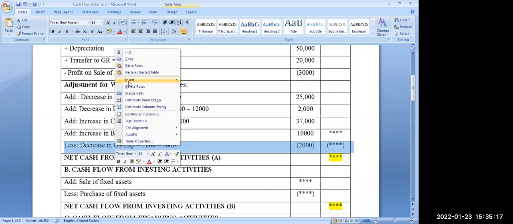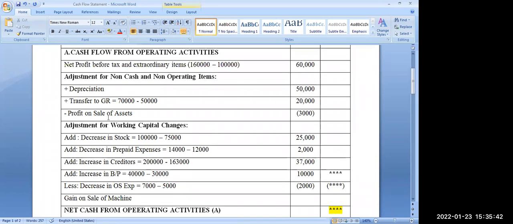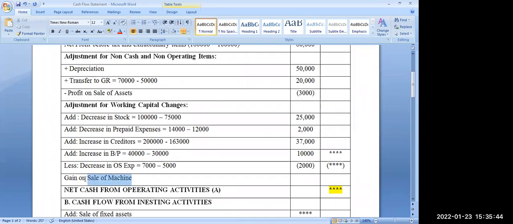Is there anything else in the question with regard to operating activity? There's a gain on sale of machine. How much has the company gained on the sale of machine? Sale of machine is not an operating activity. Actually, have we done it previously? Yes, already we have done 3,000. It's not required, the 3,000 is already taken. Profit on sale of asset, nothing but machine in this question.